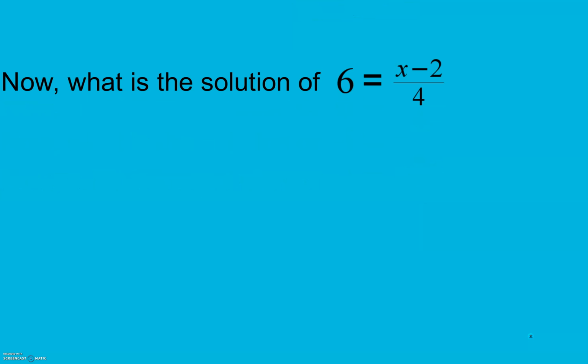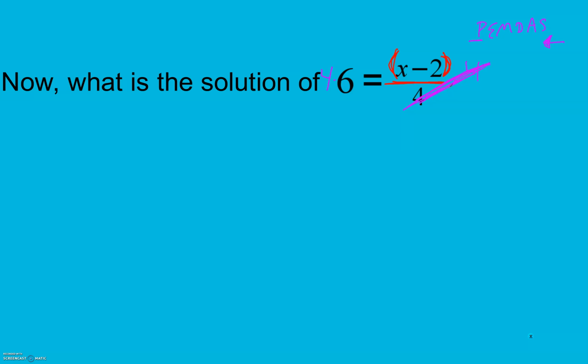Same idea here. Remember, fraction bars are grouping symbols, so it's like we have parentheses around that x minus 2. So we're going to get rid of any multiplication or division before we get rid of any parentheses according to backwards PEMDAS. So P is the last thing that we're going to do when we work backwards to solve equations.